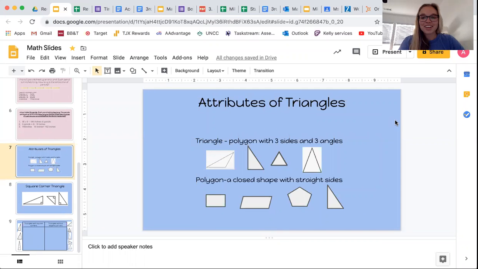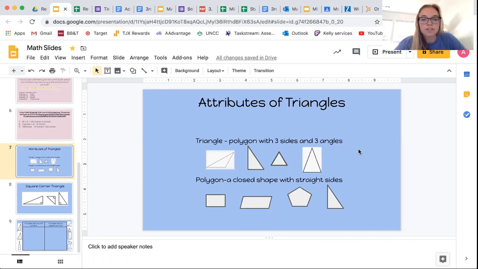Hello, third graders. Today we are going to continue learning a little bit more about geometry, specifically triangles. So today we are going to talk about attributes of a triangle. That means these are the words that we use to describe them or how we would separate them into different categories. And today we are going to learn about triangles.